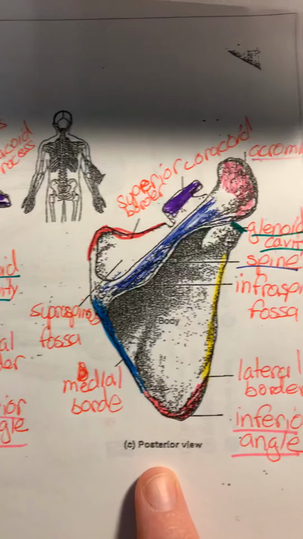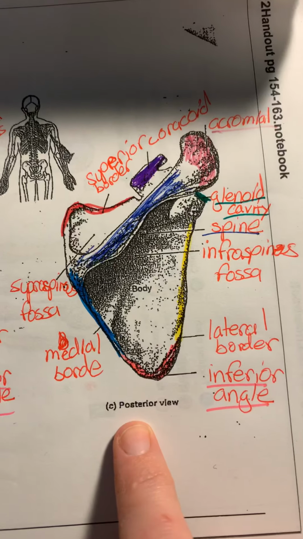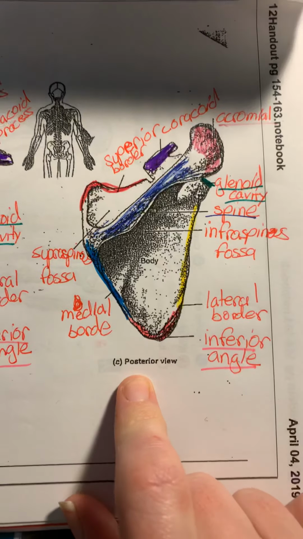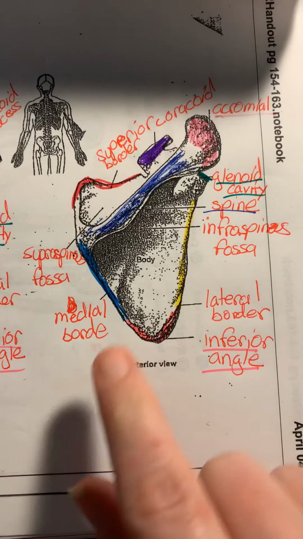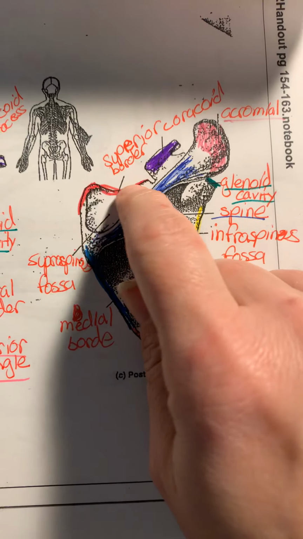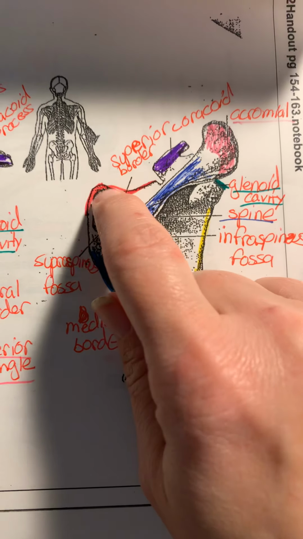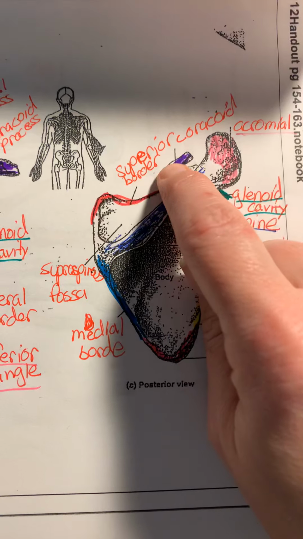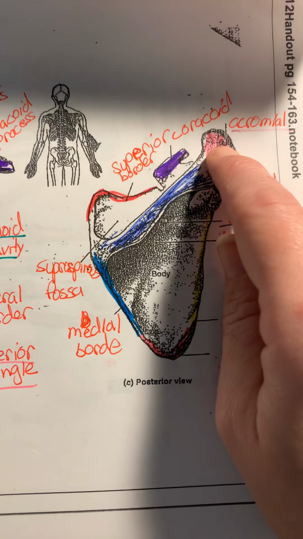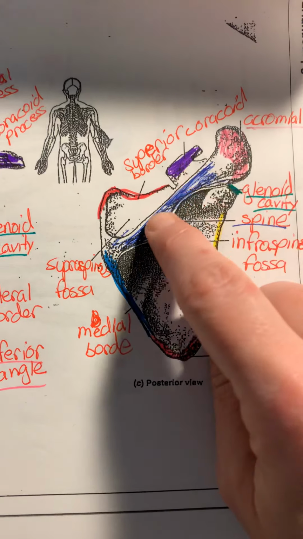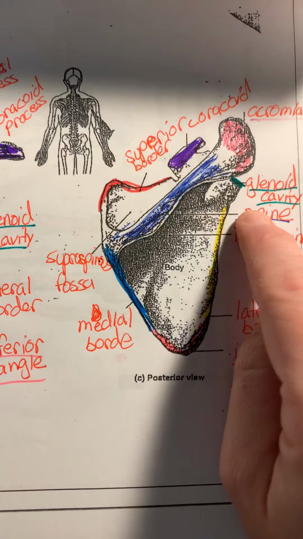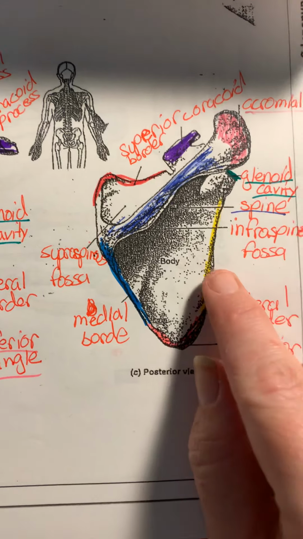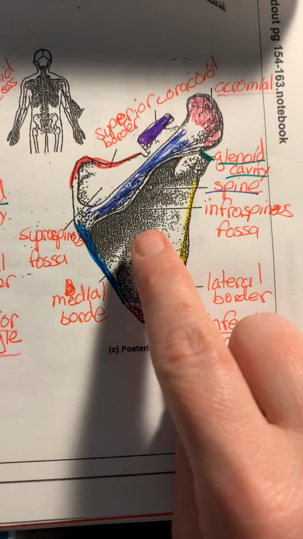Okay, then finally, the posterior view. So this would be now if we're looking at a person from the back. So we're looking right at their back. Again, we have the superior border and, again, the superior angle right there. The coracoid process, the acromial process. This is called the spine of the scapula right there. Again, you can see a little bit of that glenoid cavity where the humerus would be attached.